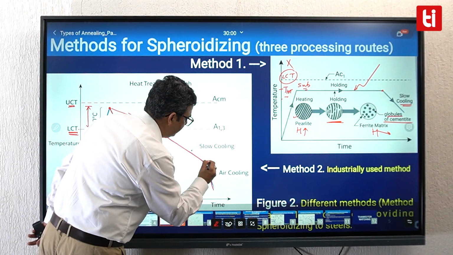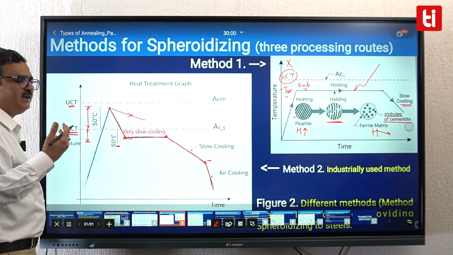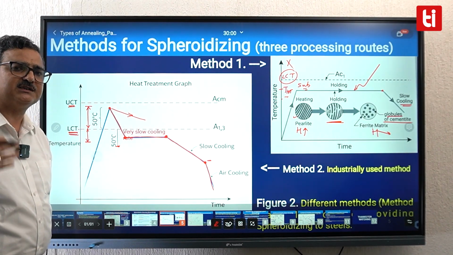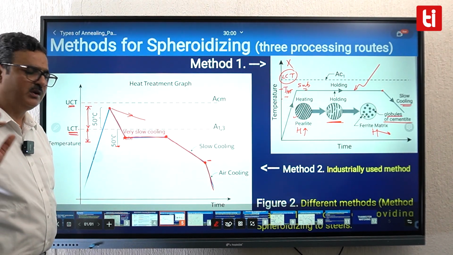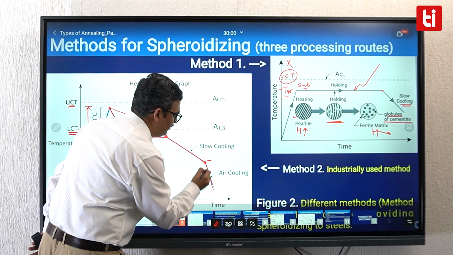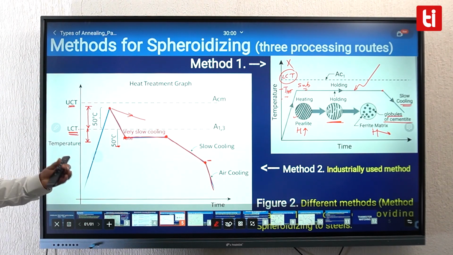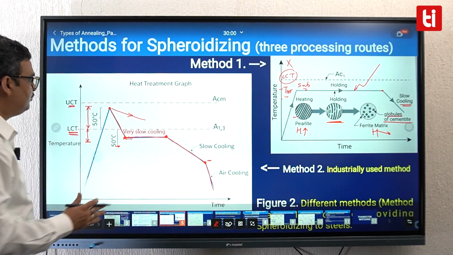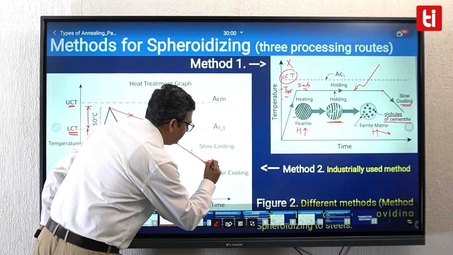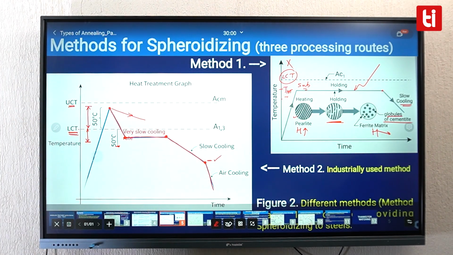Because if you realize that at this temperature the entire lamellar structure has broken and has become spheroidal or globular, there is no need of doing slow cooling. You can do slightly faster, that is air cooling from there on. This only experience would tell you, students, at which temperature the transformation is complete.